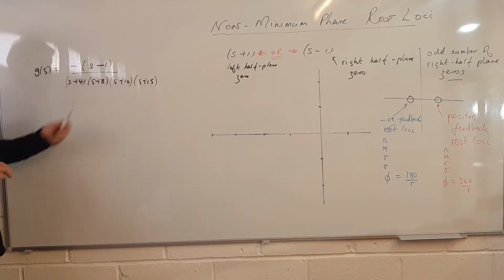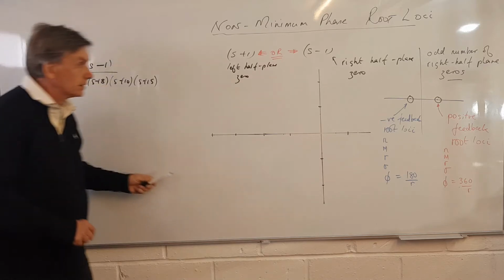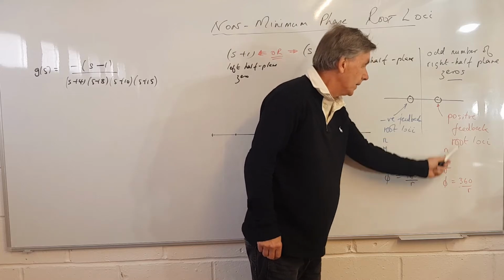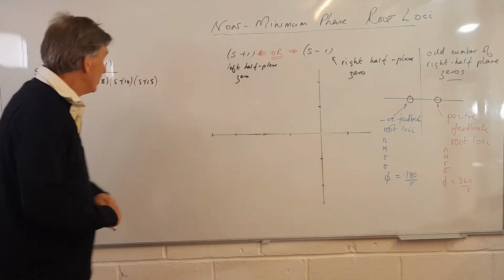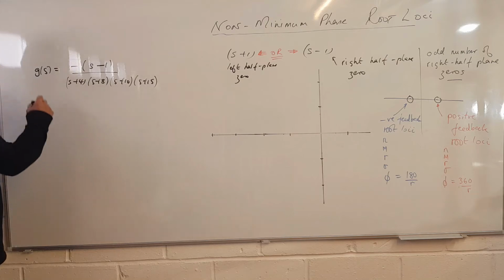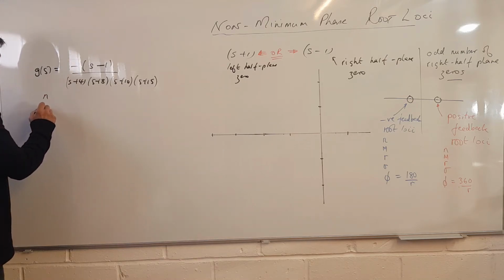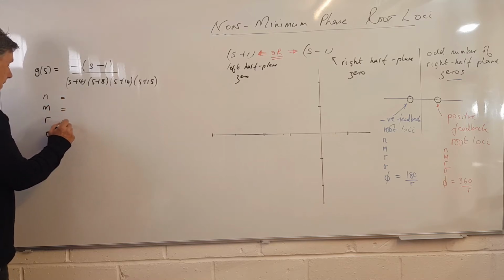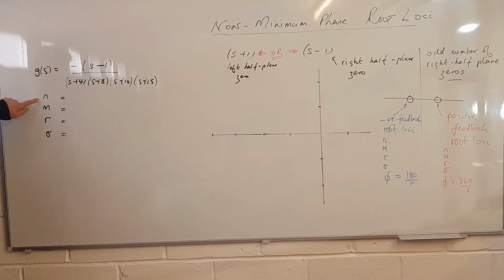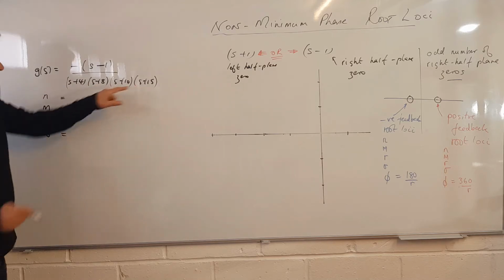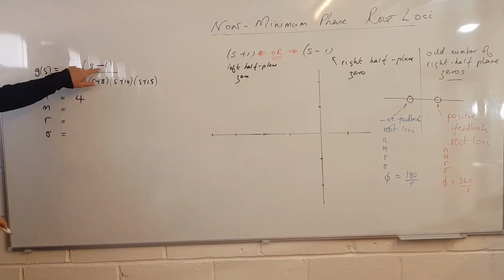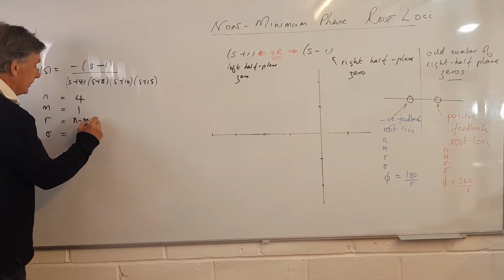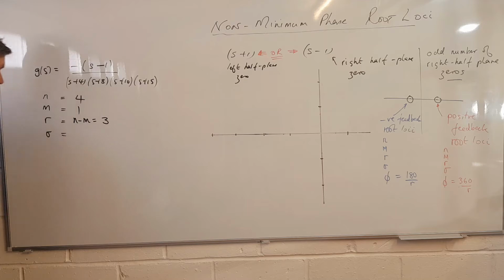So let's start off by having a look at a root loci for this system here. So first thing we notice, negative sign there. That's telling us it's got an odd number of right half plane zeros, so it's going to be these rules now for working out root loci. So we're going to get n, m, r and sigma first of all. They're the first things that we need to compute. So n, number of poles, 1, 2, 3, 4. 4 poles. Number of zeros, 1. R now is n minus m, which in this case would be given by 3.